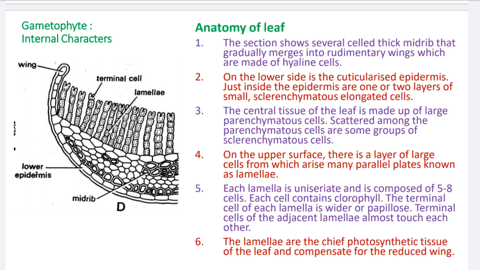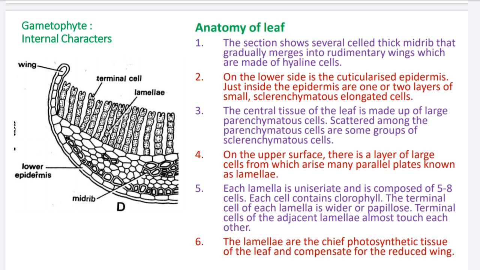Rudimentary means undeveloped, or developed only in very primary conditions. See in the diagram, the wing is given toward the outer margin of the leaves.